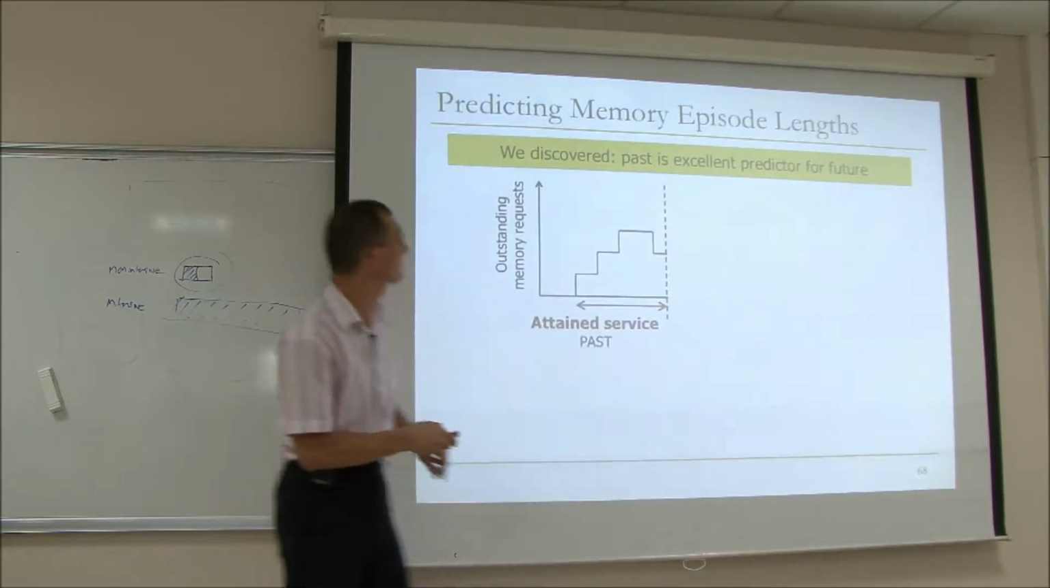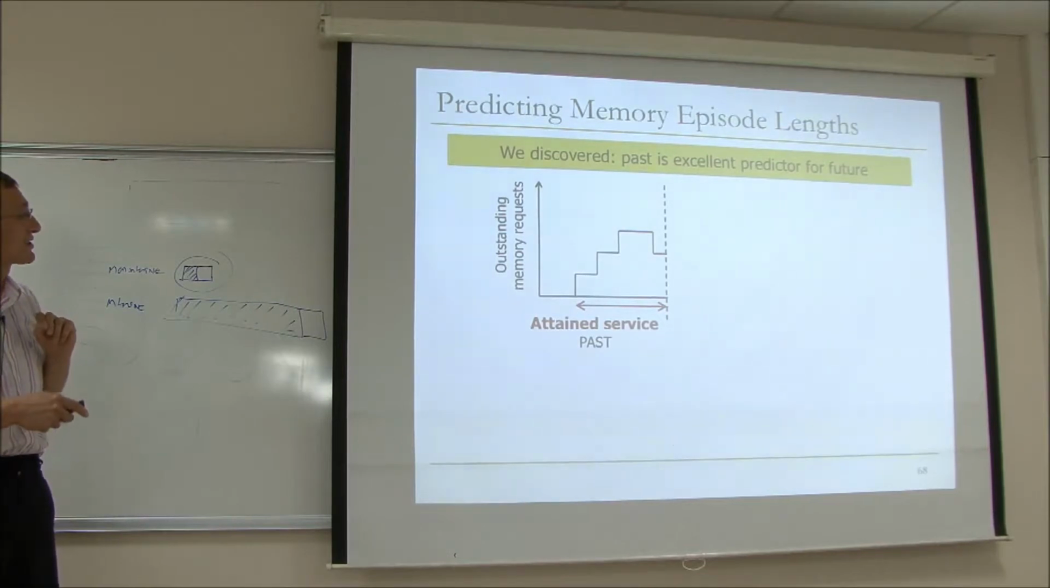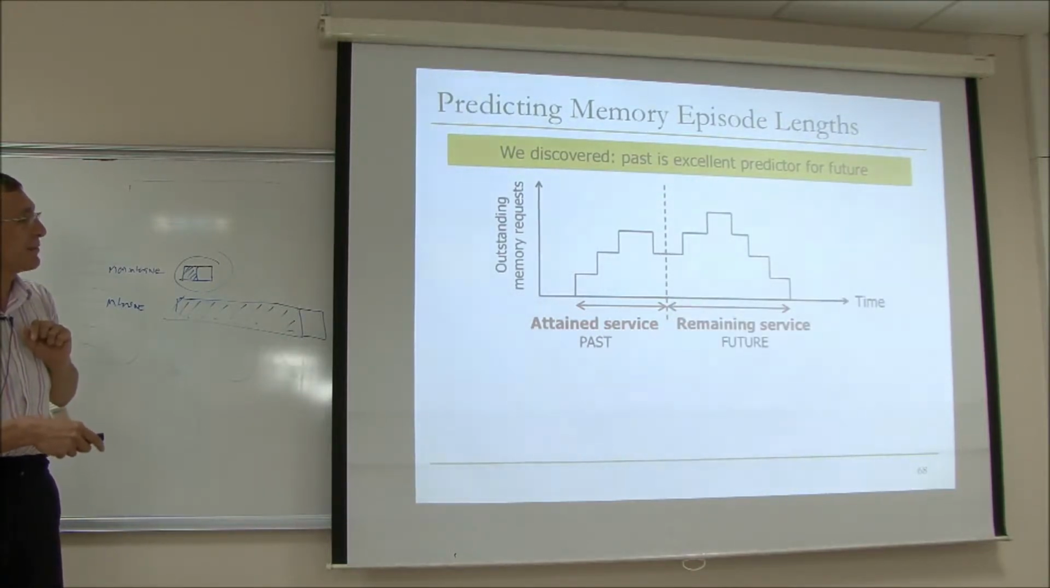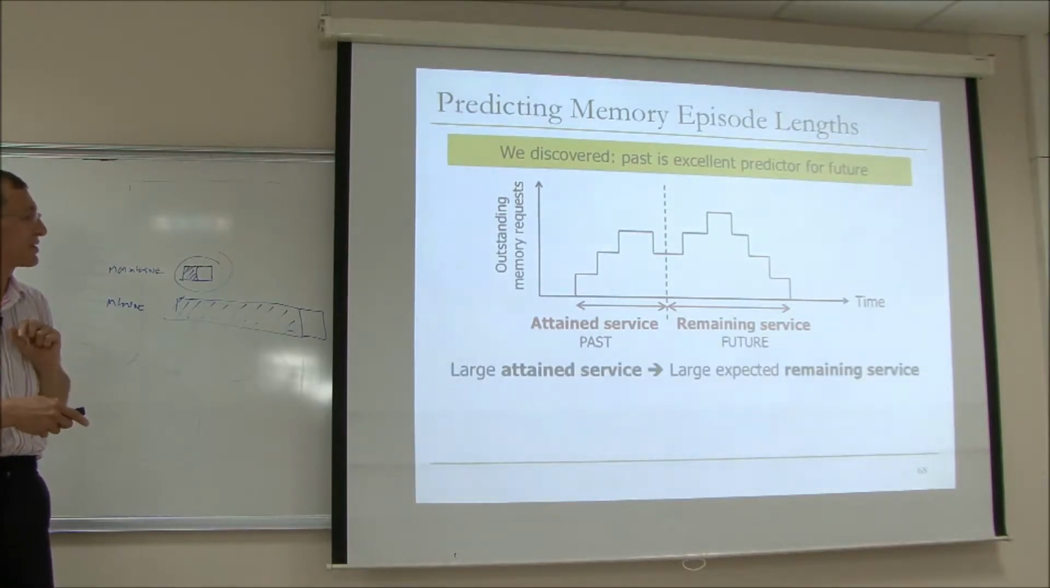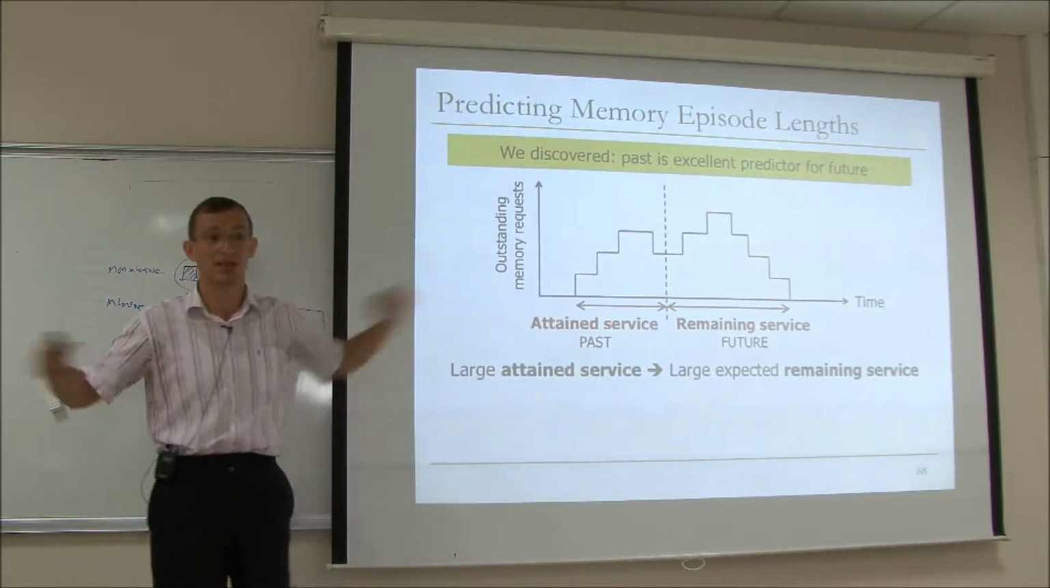So what we've discovered is that past is an excellent predictor for future in this case. If a thread has been generating requests for a while, this is the attained service of that thread. This is the past. And we're going to define the remaining service as the future. It turns out the remaining service correlates with attained service. A large attained service leads to large expected remaining service. This is purely empirical based on the analysis of the workloads.